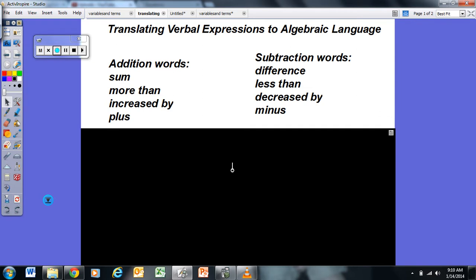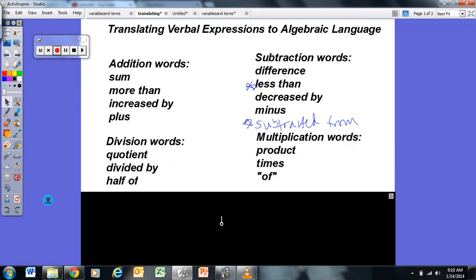The addition words are sum, more than, increased by, and plus. Subtraction words are difference, less than, decreased by, and minus. Now, there's actually another one, subtracted from. These two are a little bit tricky, and I'm going to tell you why in a little while, but put a little star next to less than and subtracted from, because they're a little bit different than all the others.